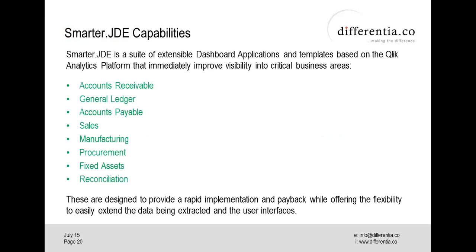So the SmarterJDE product set is, in effect, a series of templates that have been built over different modules or functional areas of JD Edwards, some of which are listed on the screen there: AR, GL, AP, and so forth. These templates ensure that we can provide a rapid implementation in days, which means that you can see your JD Edwards data in a Qlik interface and start using it straight away to get the benefits.